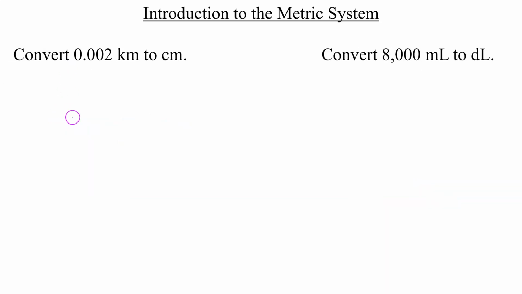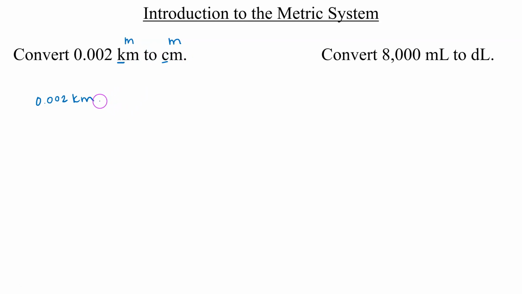All right, let's take a look at 2 last examples. We want to convert 0.002 kilometers to centimeters. Now notice, both of these have prefixes. So we are not converting into the base unit, which would be meters, or starting with the base unit, which would be meters, and then converting into something else.